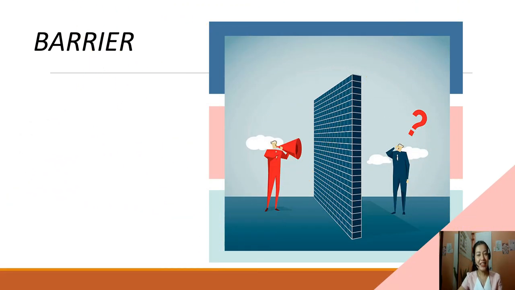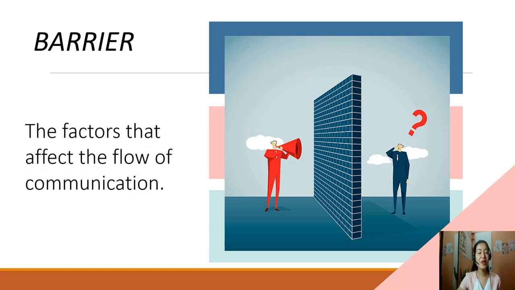Now let's proceed to the last element. So we have the barrier. So barrier refers to the factors that affect the flow of communication. So meaning to say, mao na siya nagdaog samok. So same with our situation right now, this online distance learning. Our main barrier is actually our internet connection, diba?